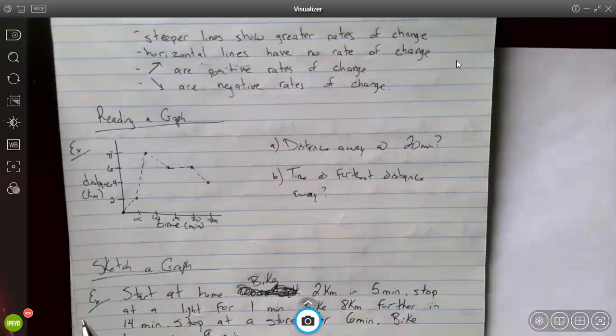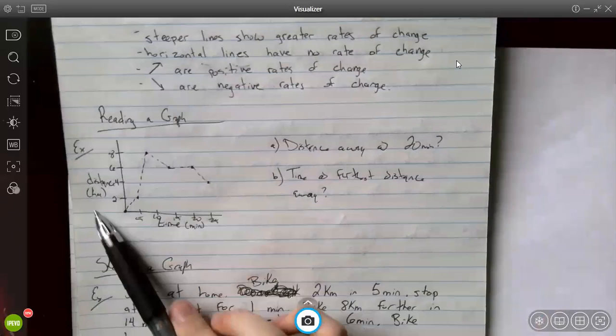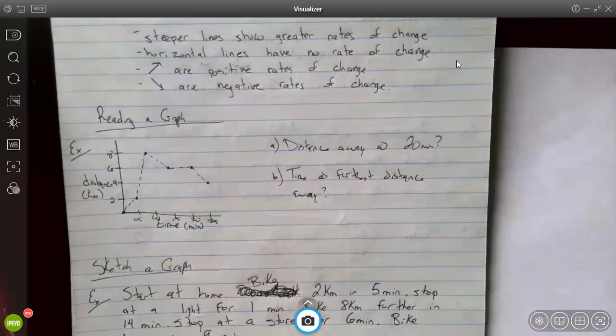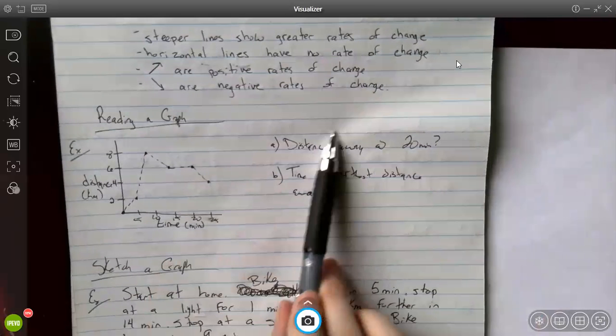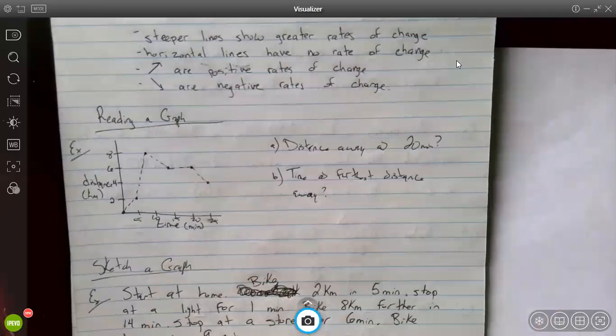Okay, so this is a graph here. This is a distance time graph, which you guys might remember from physics if you took Science 10 with me. So there's just some questions over here to see if you know how to read this graph. It's all fairly straightforward.